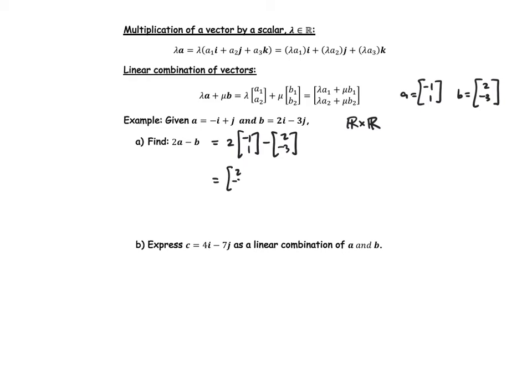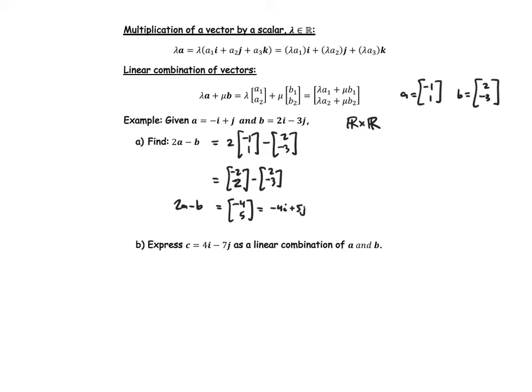So this will be negative 2, 2, minus 2, negative 3, which reduces down to, that looks like a negative 4 and a positive 5. So I could write it that way, or I could write it as negative 4i plus 5j. All right, let's look at part B.